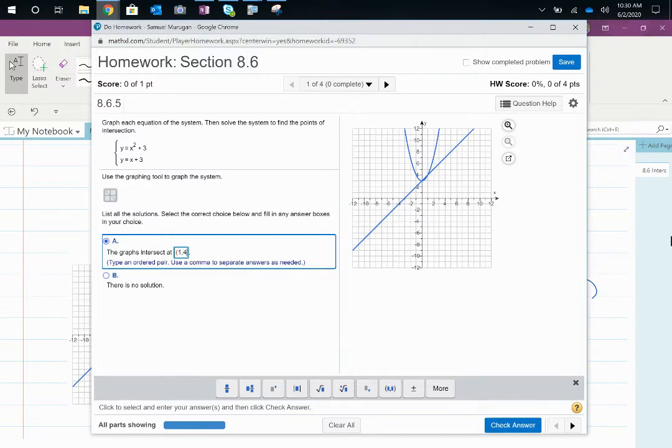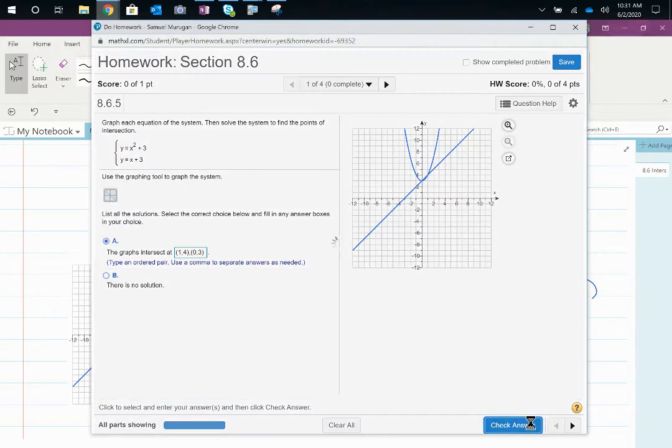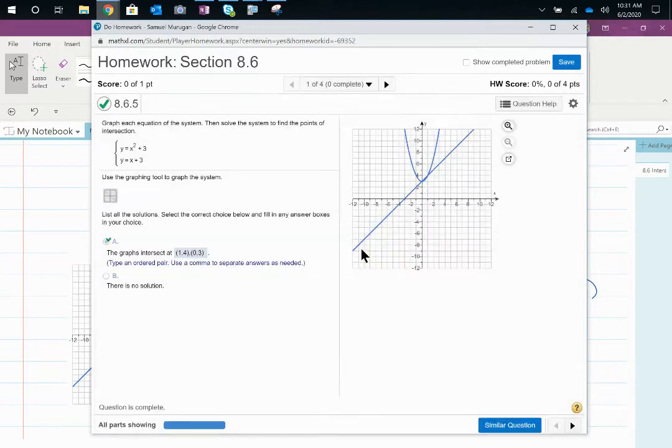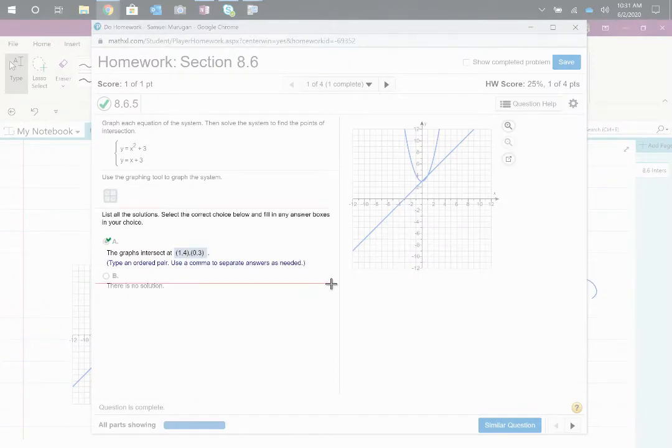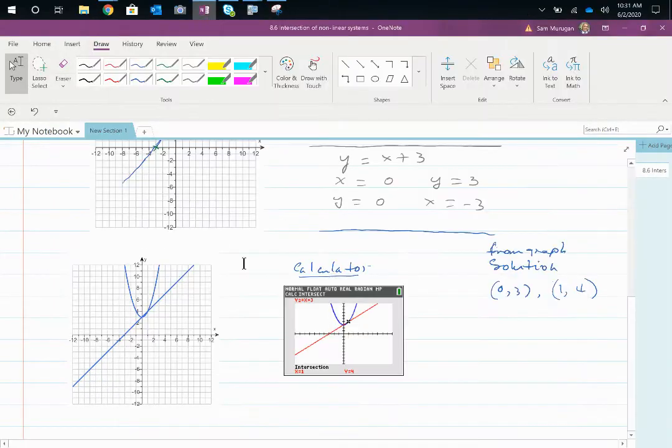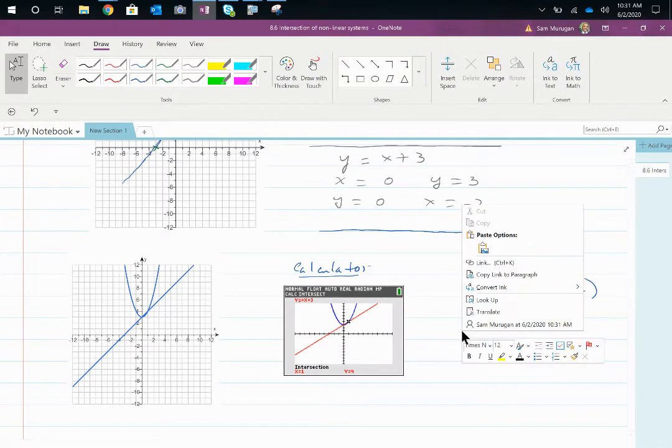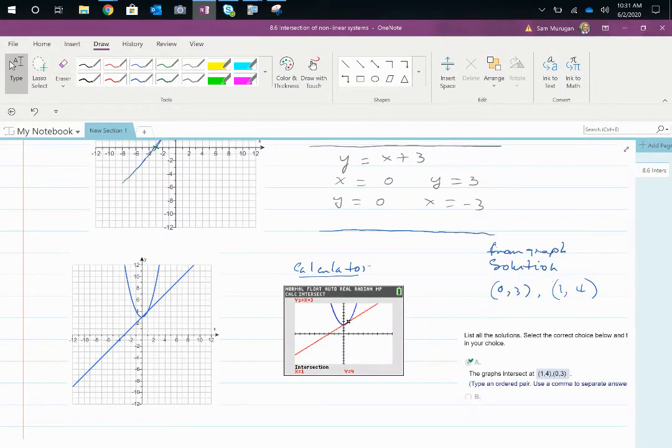Okay. Close parenthesis. And then type in your second intersection point, which is 0 and 3. Okay. And check the answer. So the calculator is convinced that this is the correct answer. We can go ahead and put that in our notes as the correct answer. Now you're probably asking, well, is there an algebraic way to get the answers for this?